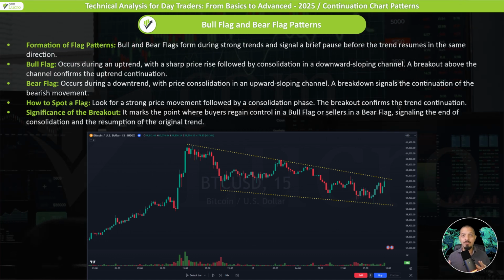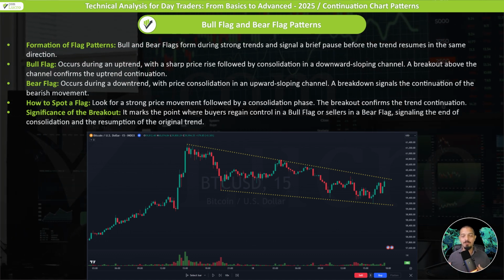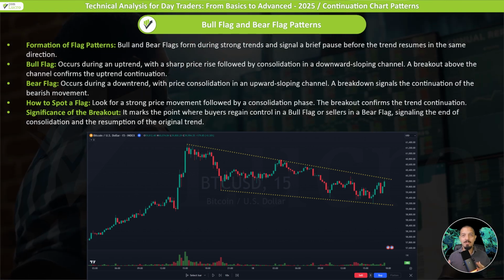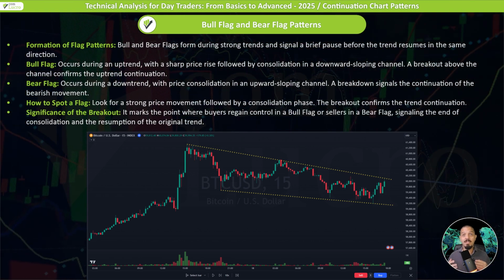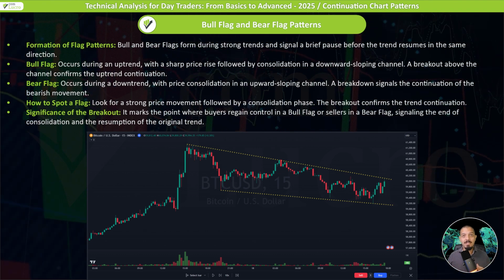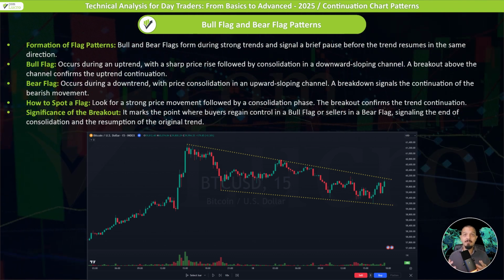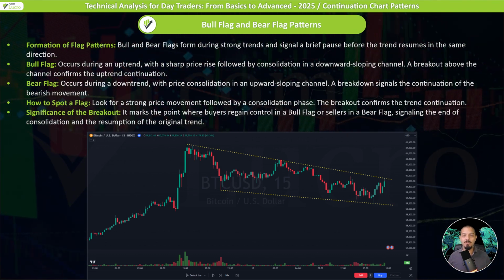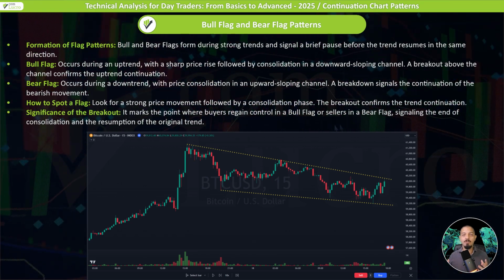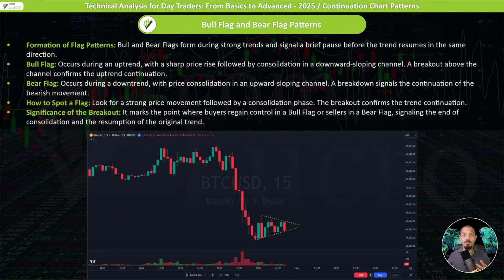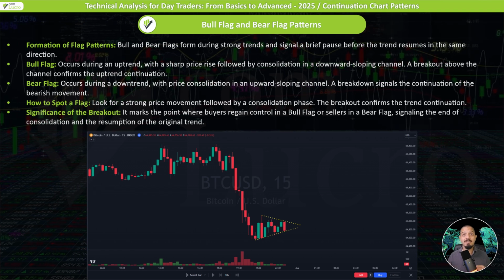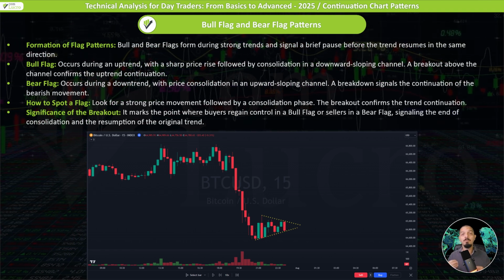A bull flag forms during an uptrend, indicating a temporary consolidation before the upward movement continues. It features a sharp price rise, the flagpole, followed by a consolidation phase where the price moves within a downward sloping channel, the flag. A breakout above this channel confirms the continuation of the uptrend. In contrast, a bear flag occurs in a downtrend, where the price consolidates within an upward sloping channel before breaking down, signaling the continuation of the bearish movement.